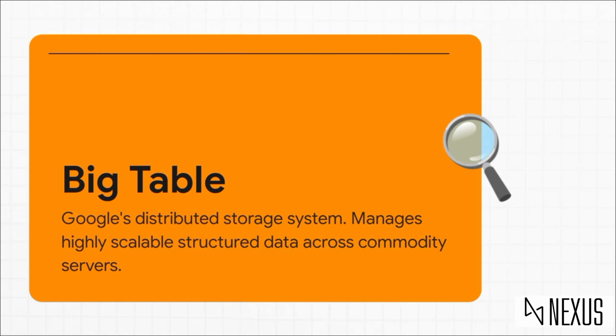So MapReduce is doing all the heavy lifting, but you've got to store all that data somewhere, right? That's where Google's Big Table comes into play. It's a massively scalable distributed storage system. Think of it as a non-relational database that's specifically designed to manage structured data across thousands of regular servers. It was built for huge scale right from the very beginning.